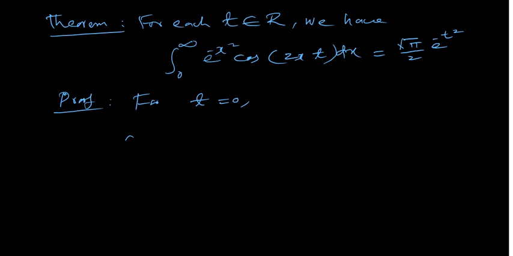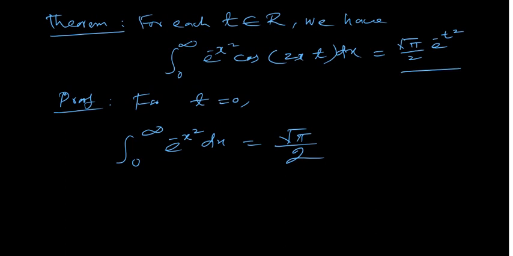we have seen that the integral from 0 to infinity of e power minus x square cos of 0, cos of 0 is 1, it's just dx, and this we have seen is equal to root of pi by 2. For t equal to 0, this side is just e power minus x square dx, and this RHS is equal to root of pi by 2, and is already done. So we can assume that our t is positive here.